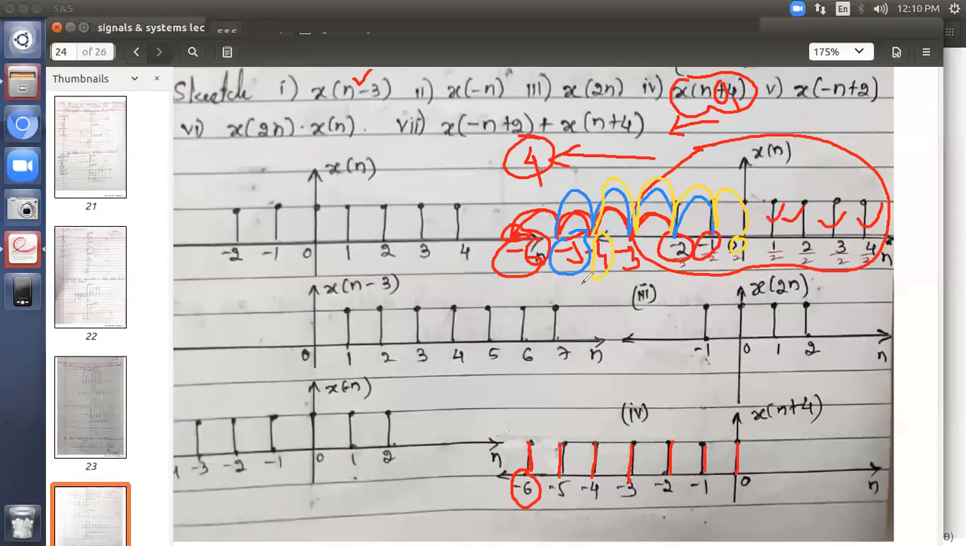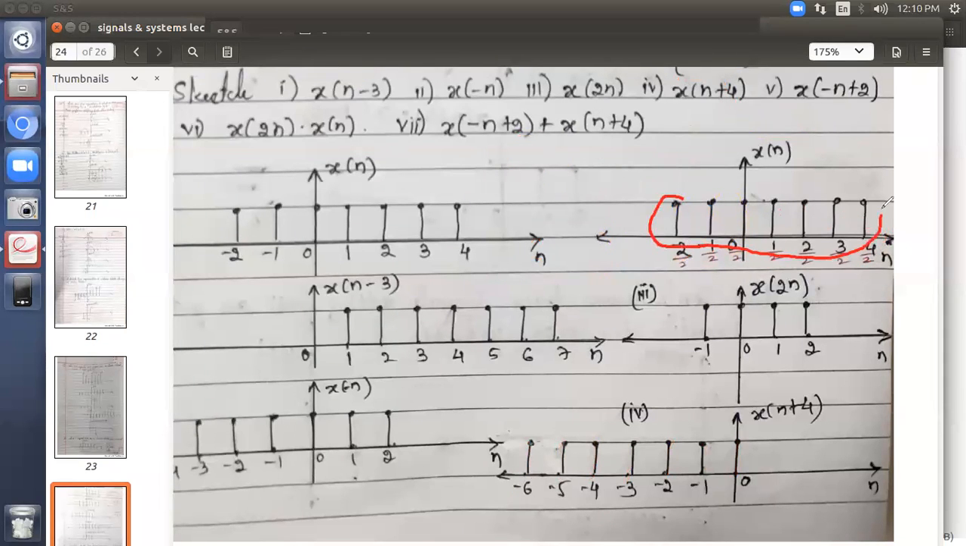Now check whether we have got the correct answer or not. In order to check that, count the number of samples. Totally 7 samples here. Count here, you should have 7 samples: 1, 2, 3, 4, 5, 6, 7. Shifting should be by 4, so just see the range. It is minus 2 and minus 6. Subtract: minus 6 minus of minus 2, which will be minus 6 plus 2, which is a difference of 4, right? So you are correct.